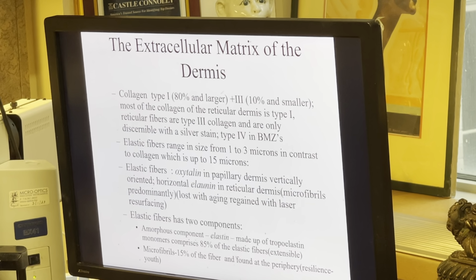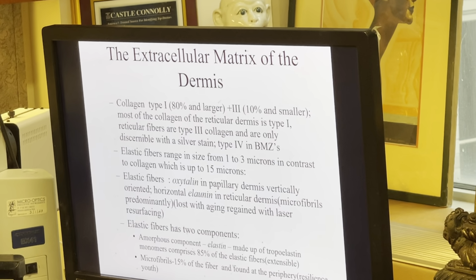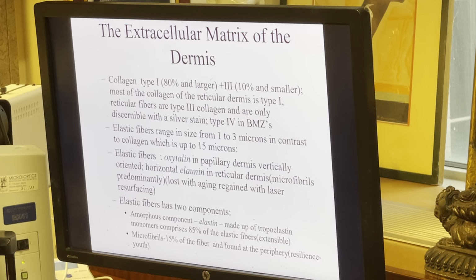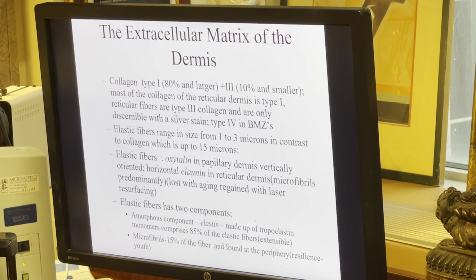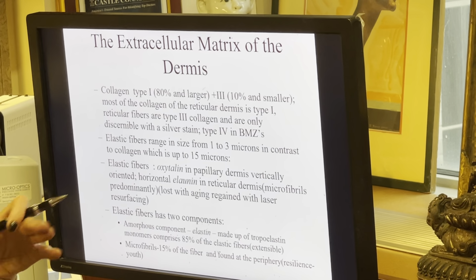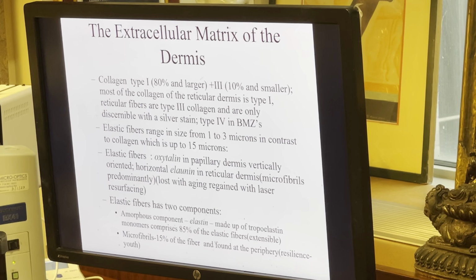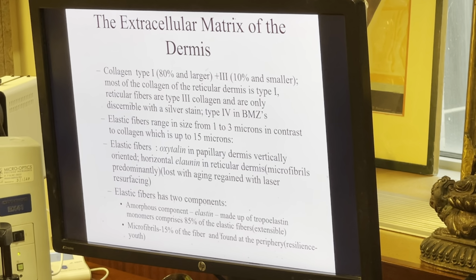The elastic fibers range in size from about 1 to 3 microns, in contrast to collagen, which is much thicker. It's up to 15 microns. Now, the elastic fibers are interesting in terms of the elastic fiber network within the dermis.